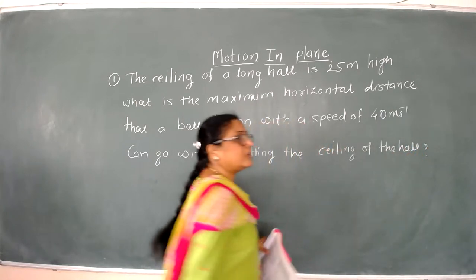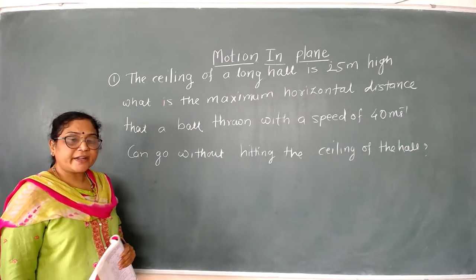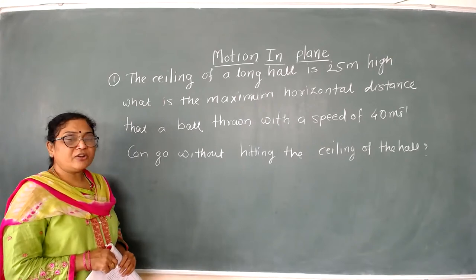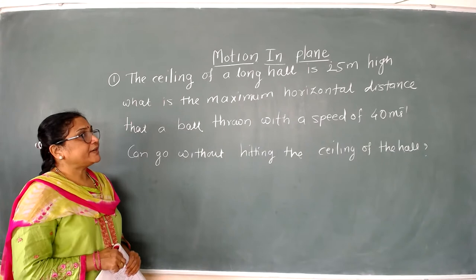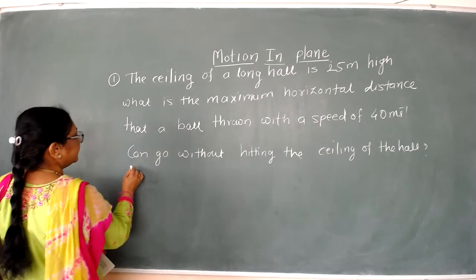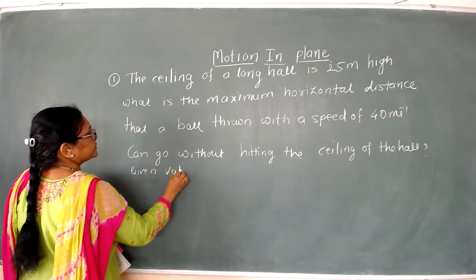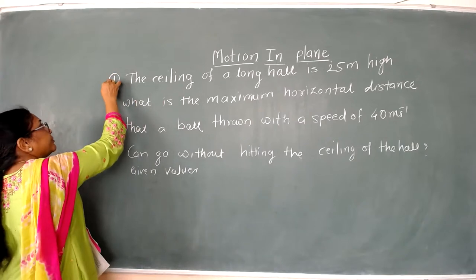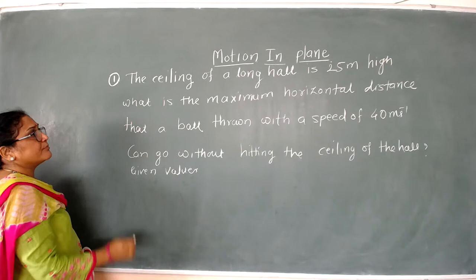So, before solving the numerical, read the question carefully. Read the question carefully and find out the given values and what the aim of the question is. So, first find out the given values. See here, in this question, the given values are. Each numerical carries 5 marks in the annual examination. From this chapter, one numerical is compulsory.